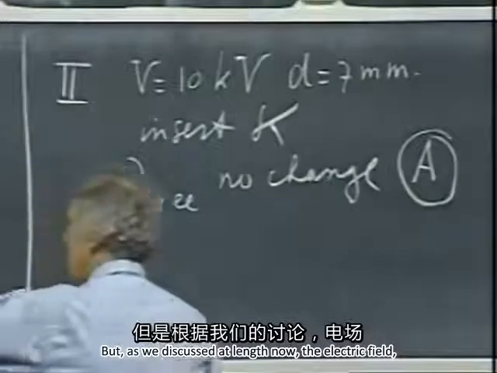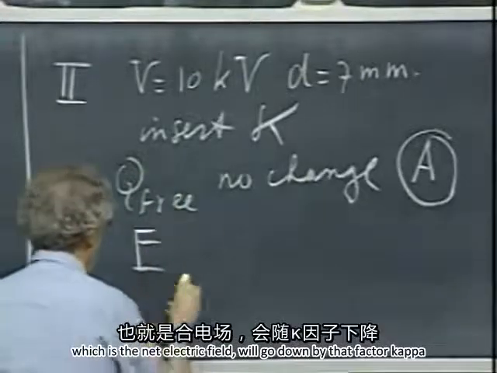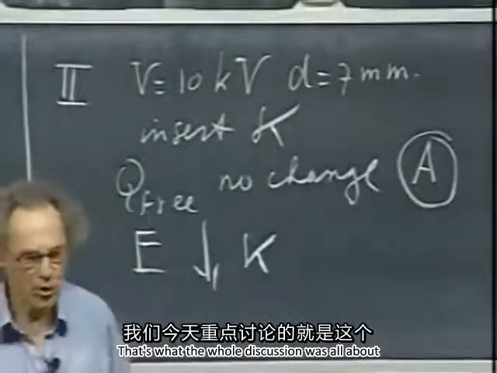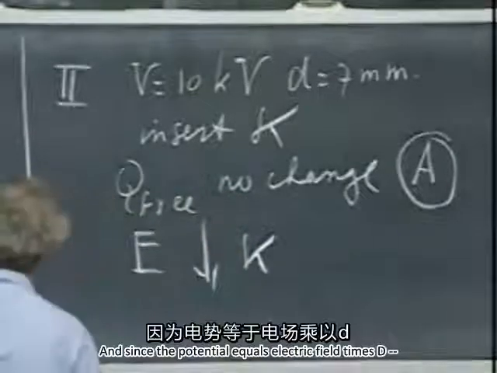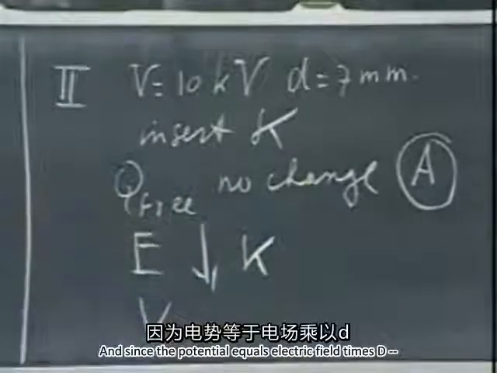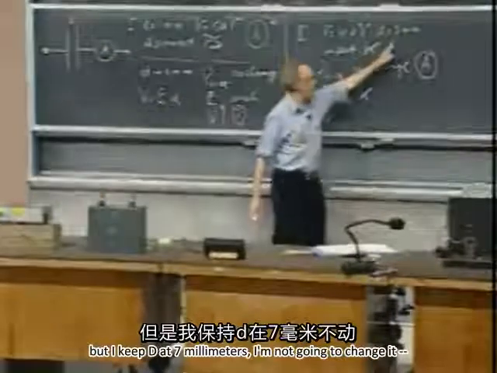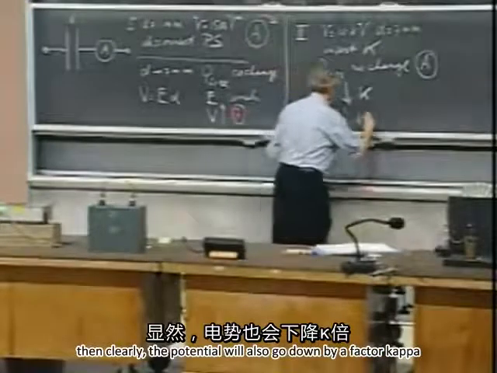But as we discussed at length now, the electric field, which is the net electric field, will go down by that factor kappa. That's what the whole discussion was all about. That's going to be a factor of 5. And since the potential equals electric field times d, but I keep d at 7 millimeters, I'm not going to change it. If E goes down by a factor kappa, then clearly the potential will also go down by a factor kappa.